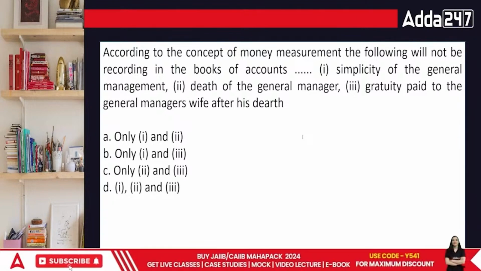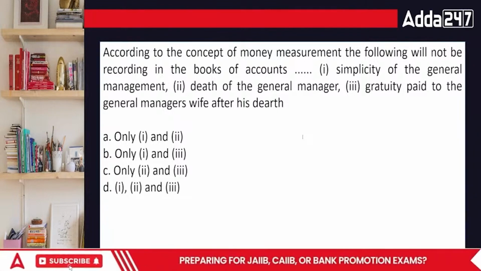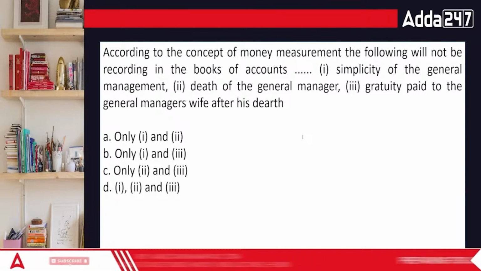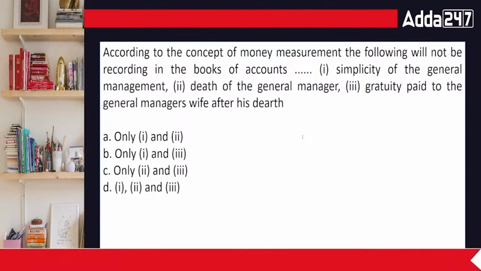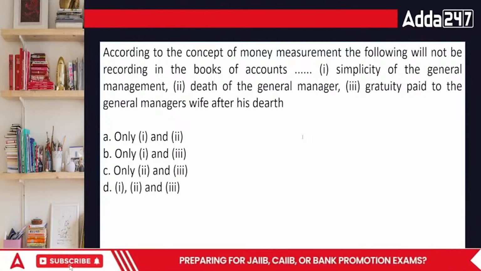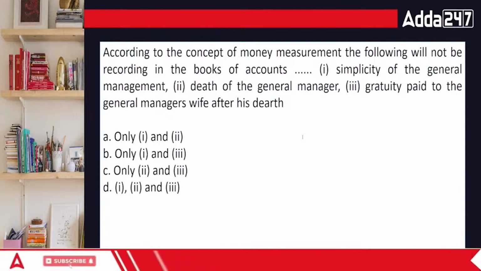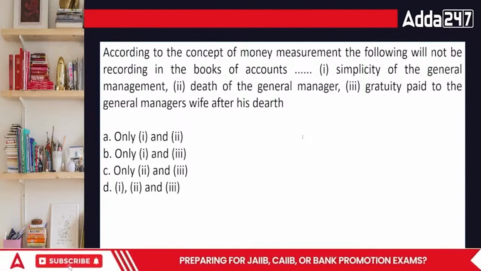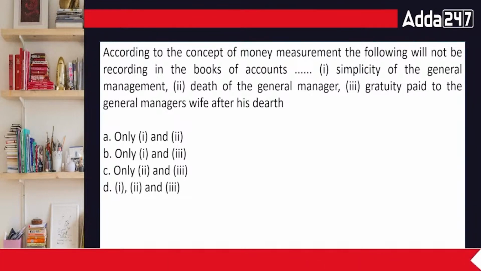Number one, it is to the area of simplicity. Number two, the death of the general manager, gratuity paid to the managers after his death, which will not be recorded. See, simplicity is not recorded at all. Death of the general manager, the point is this part is also not recorded. You will record whatever amount you are paying to the particular person because he passed away, and the same amount has to be paid to his claimants. That is his family. है ना? Isn't it correct, everyone?